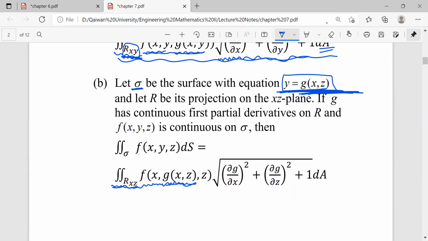That means we must have only x and z in the function f. Okay. And here we replace y by g of xz. That means in f we have only x and z. Then multiplying by the square root of partial g partial x squared plus partial g partial z squared plus 1, dA.